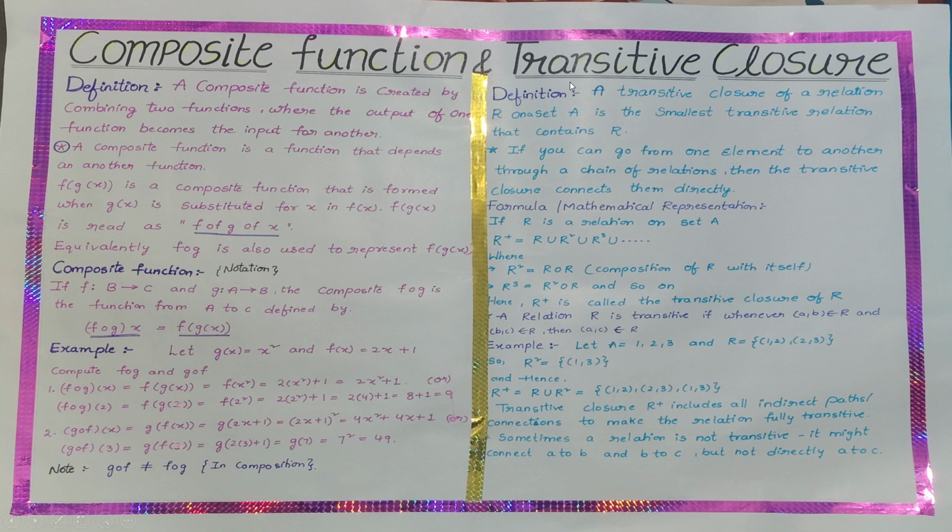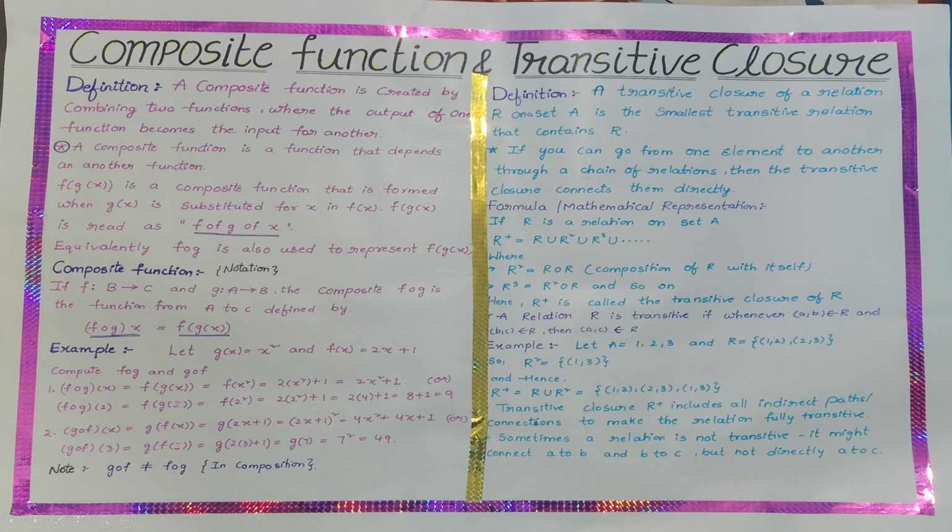Then we are here moving to transitive closure. Here we can see the transitive closure. The transitive closure means, in simpler words, if there is a path from a to b and b to c, then the transitive closure ensures there is a direct link from a to c. If you go from one element to another through a chain of relations, then the transitive closure connects them directly.